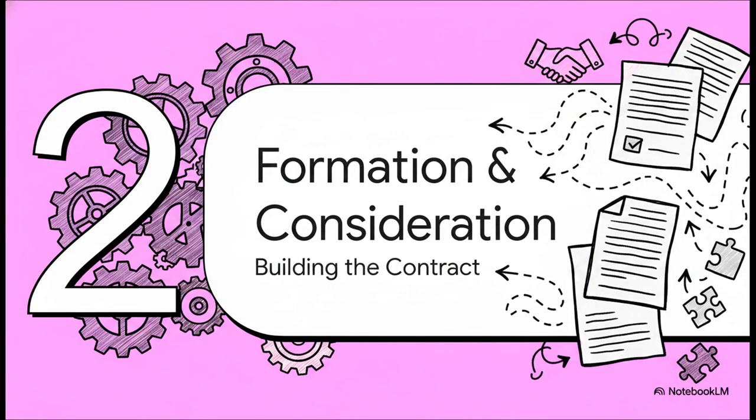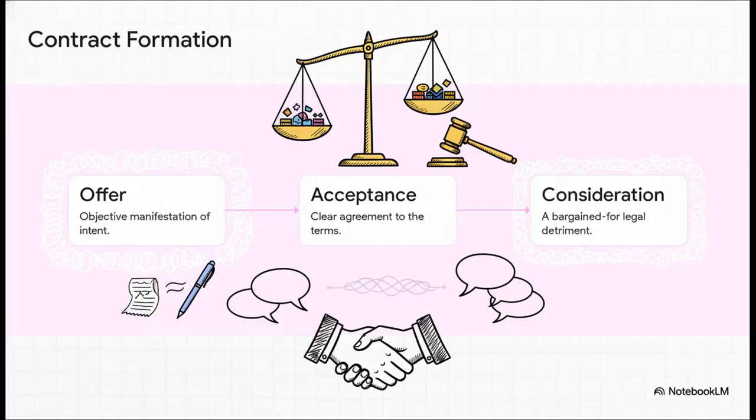Moving right along to Section 2, formation and consideration, building the contract. Now that we've got our rules straight, let's look at how an agreement actually comes to life. It all comes down to the holy trinity of contract law. Step 1, offer. Step 2, acceptance. Step 3, consideration. Every legally enforceable contract absolutely needs all 3. You're tracking the logic from objective outward signs of intent. Remember Lucy versus Zehmer, where even a scribble on a restaurant receipt counted because they acted serious, all the way through to the final bargain.